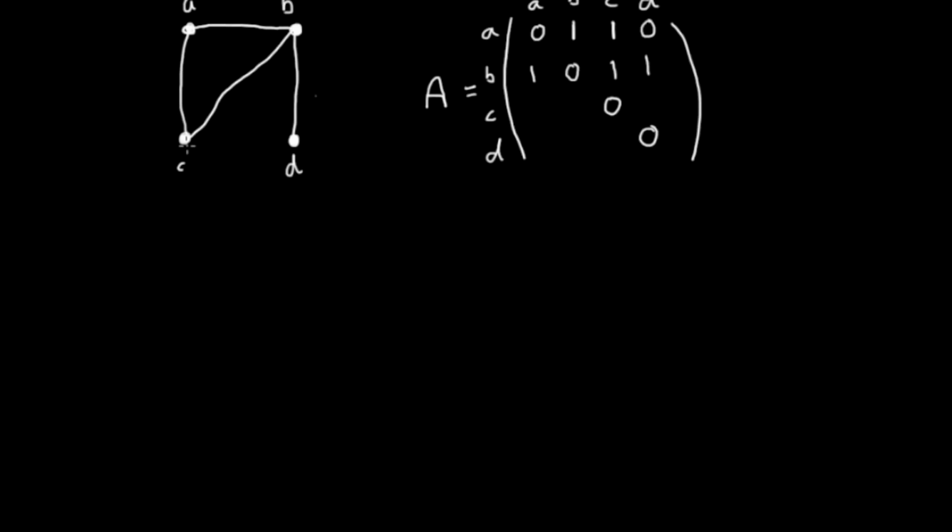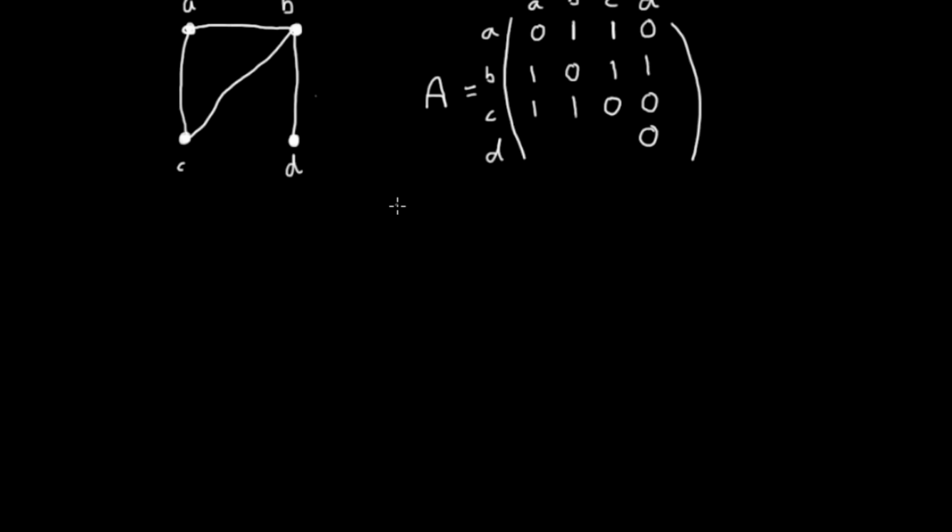Move on to the vertex C. C is adjacent to A, so I'm going to put a 1 in here. C is also adjacent to B, so I'm going to put a 1 in here. And finally, C isn't adjacent to D. There's no edge joining C and D, so I'm going to put a 0.